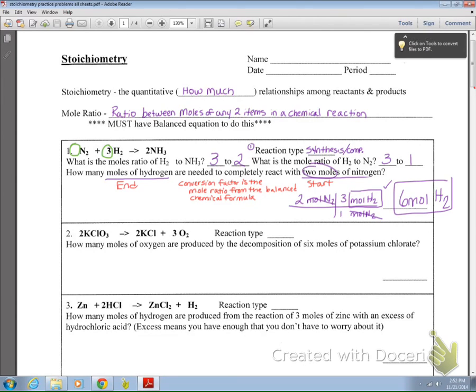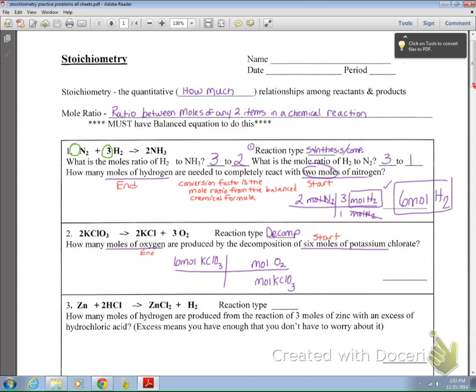For our next example, first our reaction type. We know that we have a decomposition reaction. The next question says, how many moles of oxygen are produced by the decomposition of 6 moles of potassium chlorate? What we start with is 6 moles of potassium chlorate, and what we end with is moles of oxygen. So we put 6 moles of potassium chlorate in the upper left-hand corner of my T-chart, and I know I need moles of potassium chlorate down there. Then you ask yourself, can I go from moles of potassium chlorate to moles of oxygen? I can, because I have a balanced chemical formula.